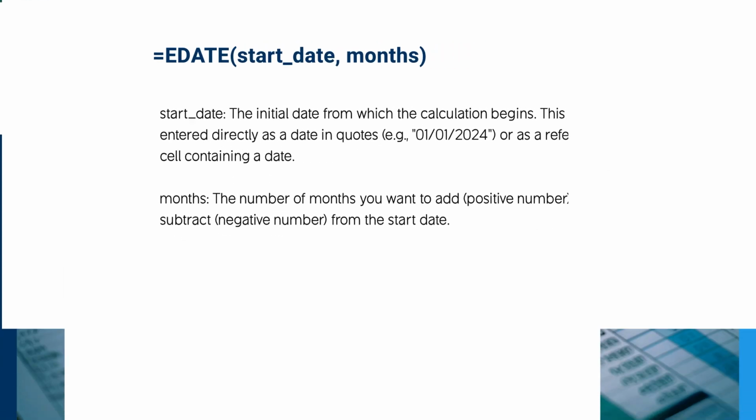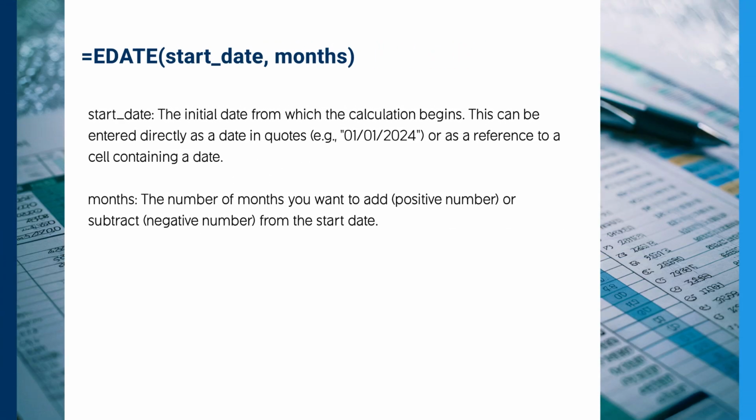Let's dive in. The syntax of the EDATE function is displayed on the screen. Here's what each part means. Start date, the initial date from which the calculation begins. This can be entered directly as a date in quotes, for example, January 1st, 2024, or as a reference to a cell containing a date. Months, the number of months you want to add, positive number, or subtract, negative number, from the start date.